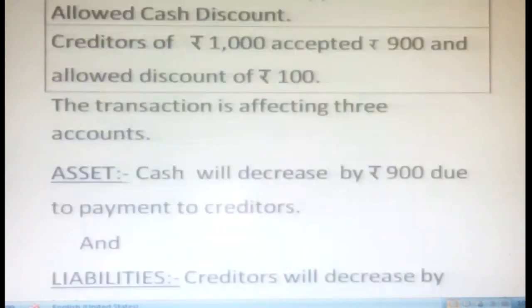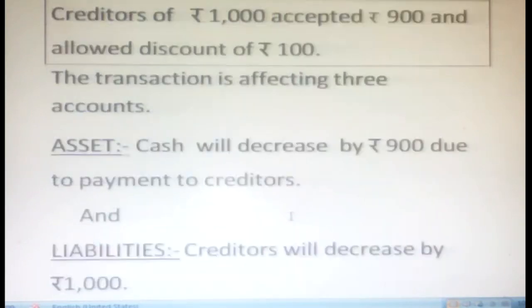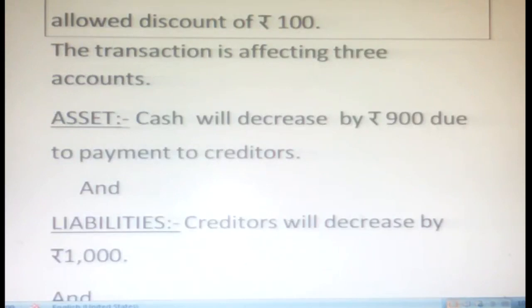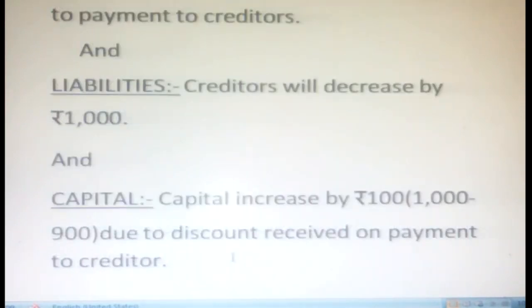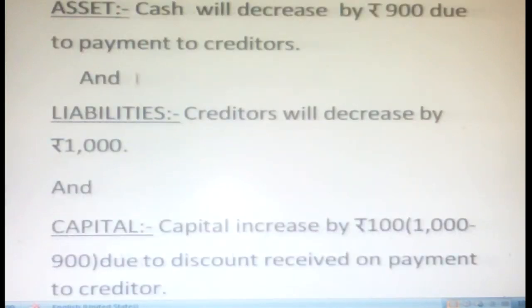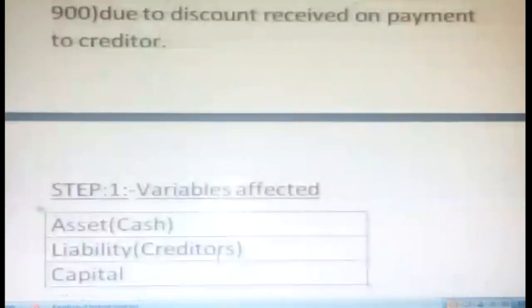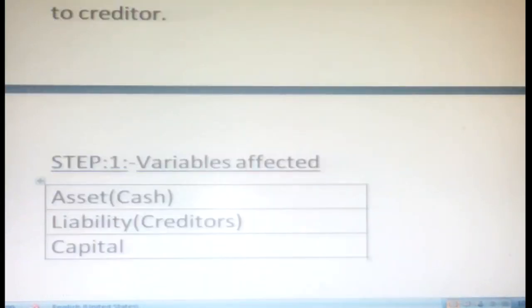How? See here, as an asset, our cash will decrease by 900 due to payment to creditors. As a liability, naturally, our creditors will decrease by 1,000. As capital, increased by 100 because we got discount received, 1,000 minus 900. So due to discount received on payment to creditor. So here what are the 3 accounts? One is asset, then liabilities, then capital. That's step number 1. What are the variables affected? One is asset in the form of cash, then liability in the form of creditors, and capital.